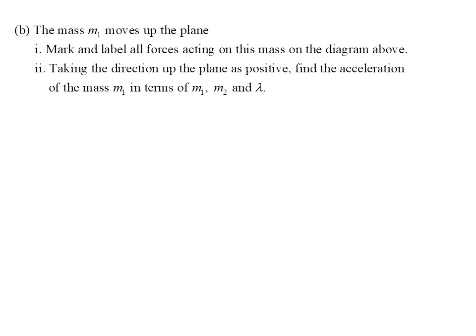There are 2 sections in part B. Section 1 is to mark and label all forces acting on this mass on the diagram. Section 2 is to find the acceleration of the mass m1 in terms of m1, m2, and lambda.